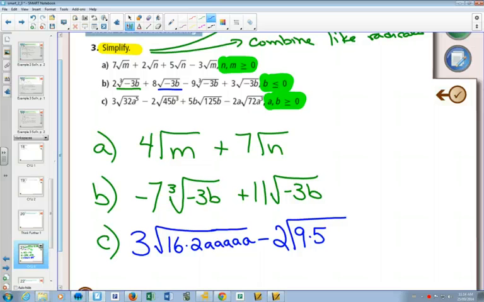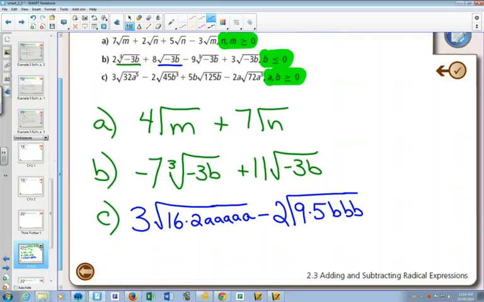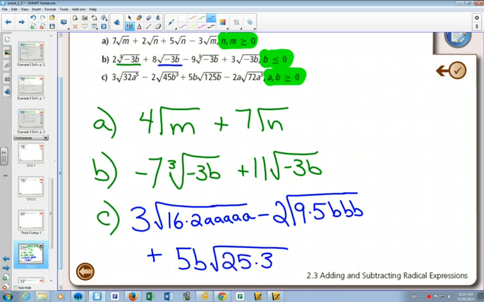9 times 5, and I have 3 b's, so it'll be b, b, b. Then we have plus 5b out in front, square root 125. Is there a perfect square that divides 125? 25 times 3. And we have only 1b in that one. And finally, minus 2a. What is the biggest perfect square that divides 72?